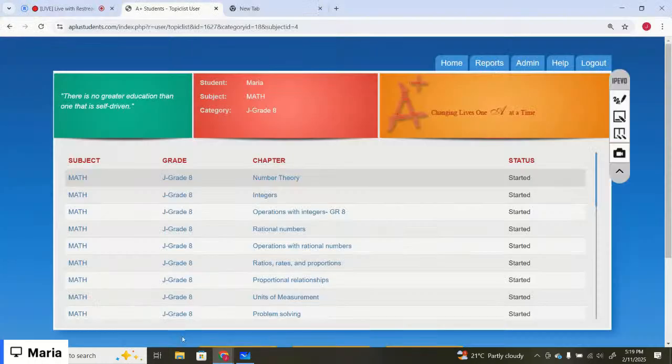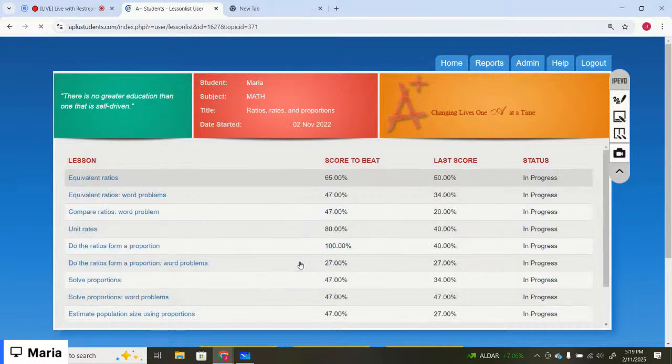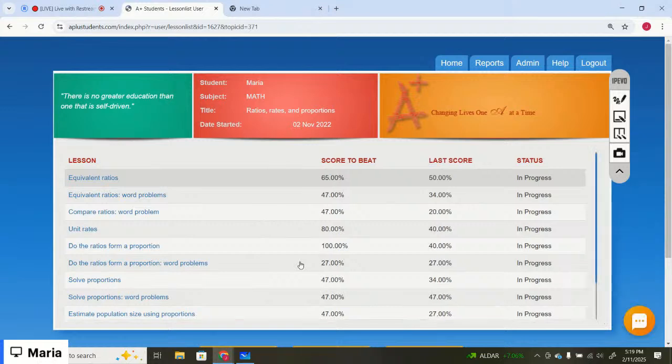So here I'm on grade 8 math. The chapter we're on right now is ratios, rates, and proportions. Let's just start with the first lesson, that is equivalent ratios.